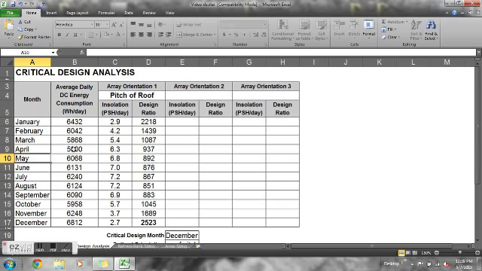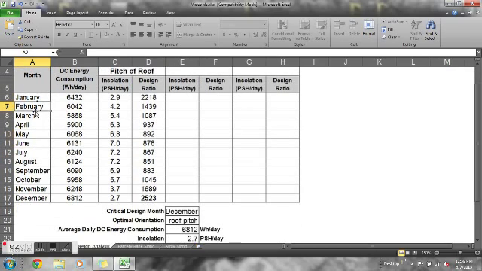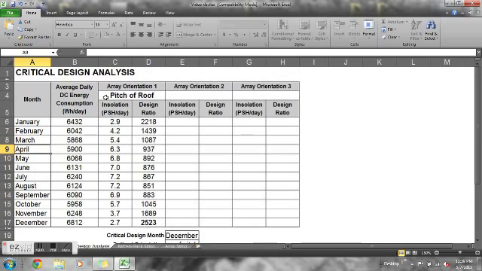So you can see that we did our load analysis on each month of the year. And the one that was shown on the last page was December's load analysis. So you can see the average daily consumption in this column. And in the next column, you'll see the insolation for our area, which is Sacramento. And here you can see the peak sun hours per day. So the month with the highest design ratio is going to be designated as the critical design month, which is usually a winter month. In this case, it's December.